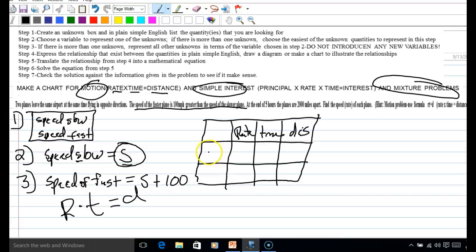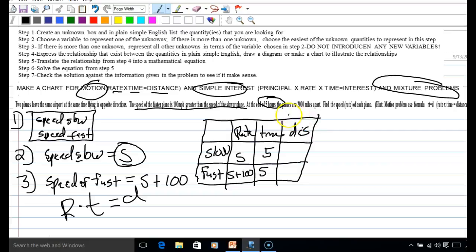So here I have the slow plane, and here I have the fast plane. I used s to represent the rate, or speed if you will, of the slow plane. I used s plus 100 to represent the speed of the faster plane. Time. Well, the time here is 5 hours. At the end of 5 hours, so t is equal to 5.